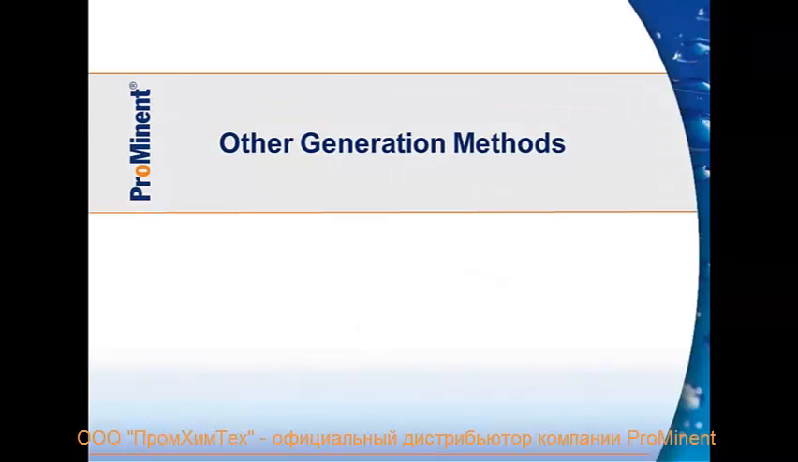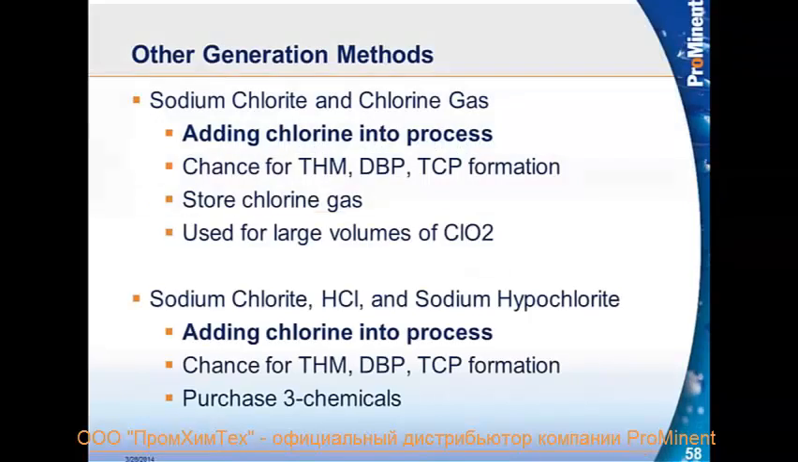So let's talk now about some other generation methods that are out there. There's a method for sodium chlorite and chlorine gas. Once again, what we talked about and why we like the prominent generators is in this particular method, you're adding chlorine into the process. So you have a chance to form trihalomethanes, other disinfection products, of course, trichlorophenols, which is, as we talked earlier, bad for the wine industry, specifically because of the cork taint and mold that is formed through chlorine and sometimes bromine.